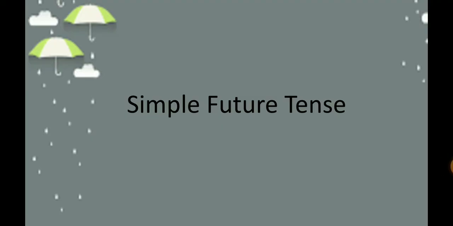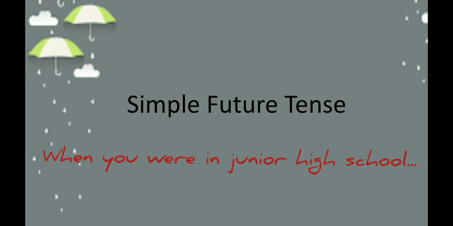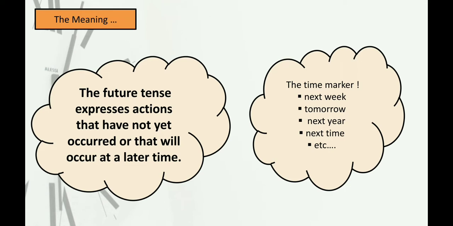Well students, now I'm going to explain to you about one grammatical topic in English, namely simple future tense. I think when you were in junior high school you have ever learned these tenses, but today I will explain it to you one more time to make you understand our topic better. Now let's start from the meaning. What is the meaning of future tense? The future tense expresses actions that have not yet occurred or that will occur at a later time.